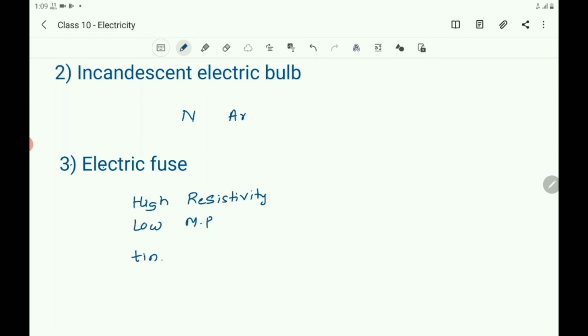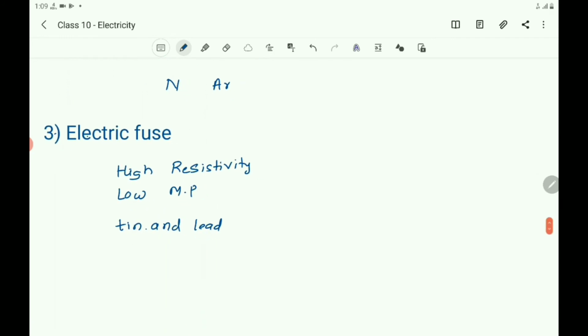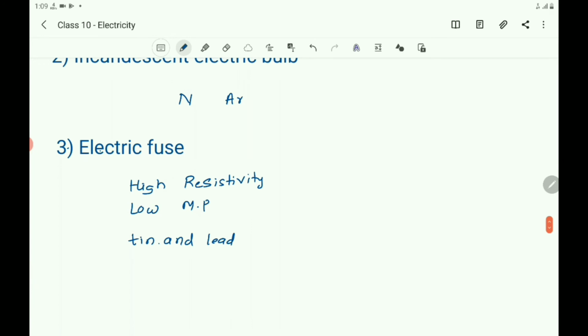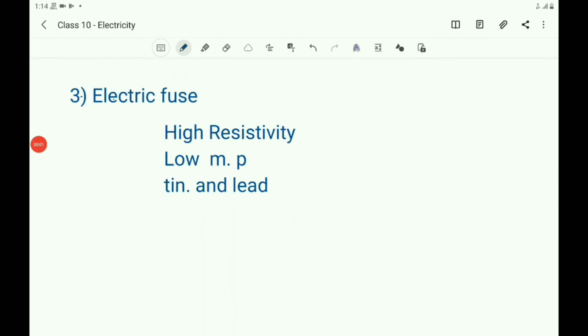It is made from an alloy, and that alloy is a combination of tin and lead. You know what is an alloy? It is a homogeneous mixture of metal with metals or metals with non-metals, and the fuse wire is made from an alloy of tin and lead. If a current larger than the specified value flows through the circuit, the temperature of the fuse wire increases. This melts the fuse wire and breaks the circuit.